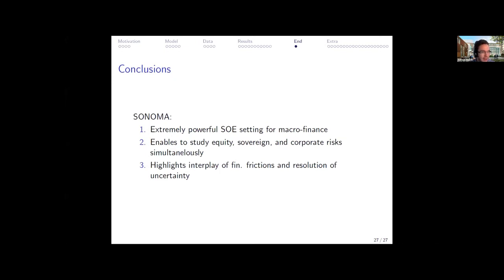That's fine. Yeah, so to conclude, we develop a small open economy model in which external debt, corporate domestic debt, and risky equities coexist, and we call this model SONOMA. It's a quantitatively powerful macrofinance model, and our current set of empirical and theoretical results highlight the interplay of financial frictions and the resolution of uncertainty.